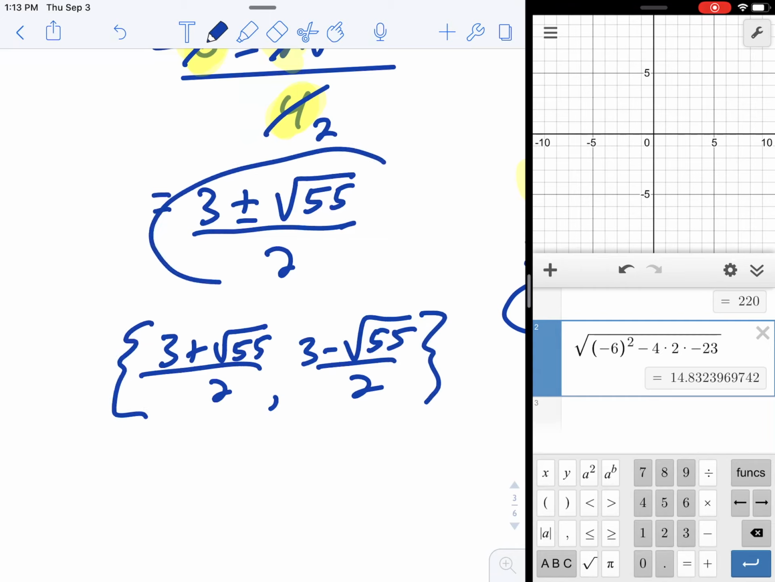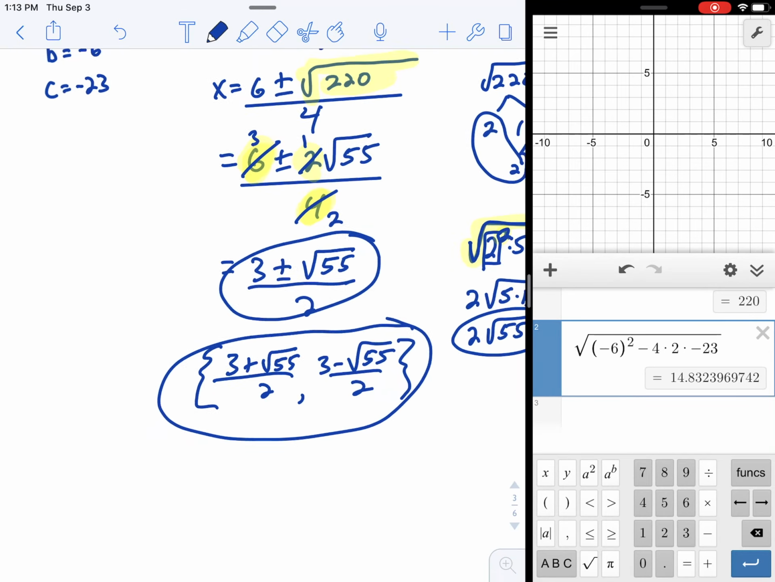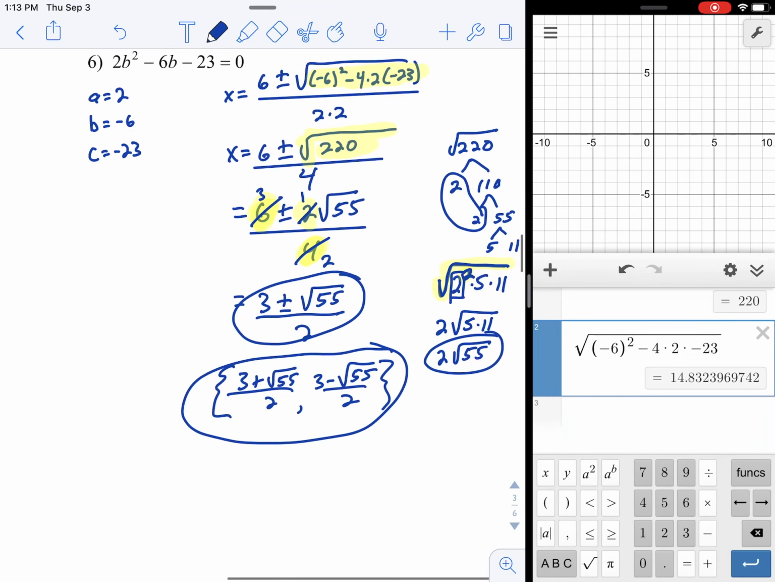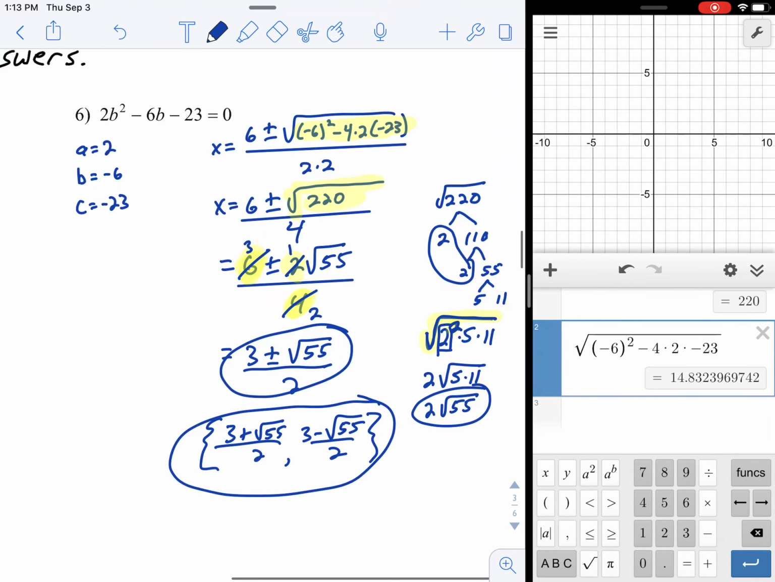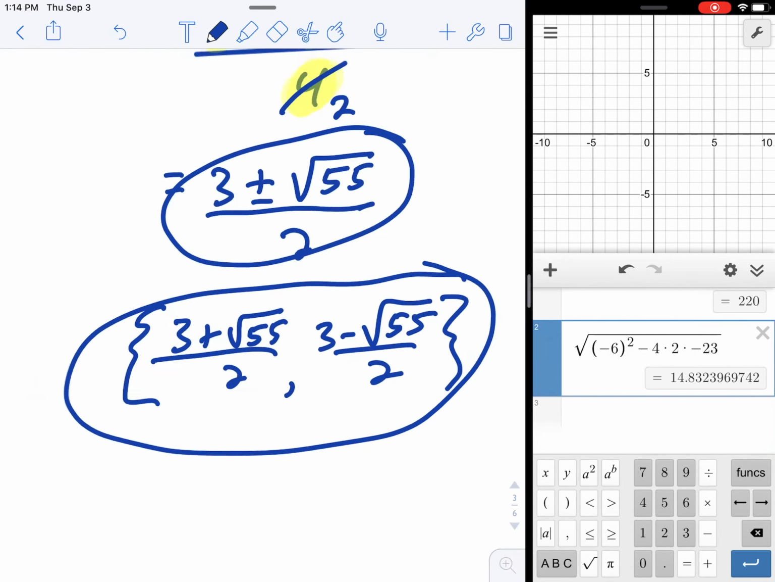If you just want to circle that, call that your answer, I'm happy with that. If you want to split it up into 2 answers, that's fine as well. But now, this is considered an exact answer because we didn't have to round off any values to solve it. The 3, the 55, the 2, those are exact values. Nothing has been altered or changed. Like up here, we rounded to the 3rd decimal place.